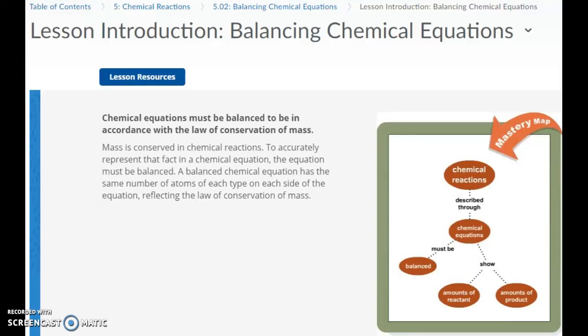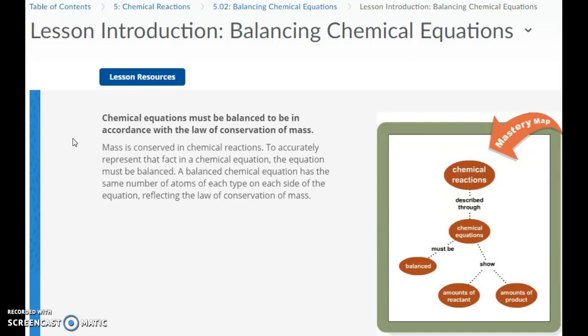Today we are going over Lesson 5.02, Balancing Chemical Equations for Core Chemistry. Chemical equations must be balanced to be in accordance with the law of conservation of mass. Mass is conserved in chemical reactions. To accurately represent that fact in a chemical equation, the equation must be balanced.